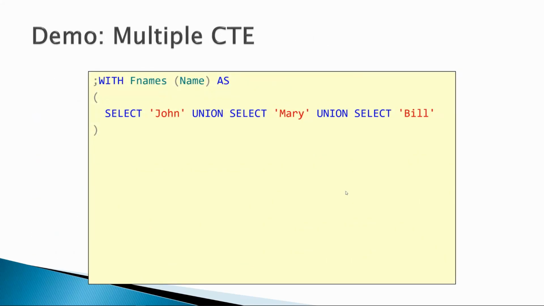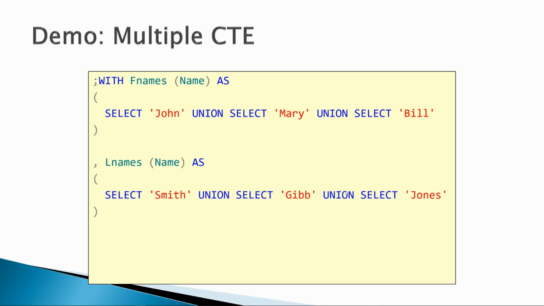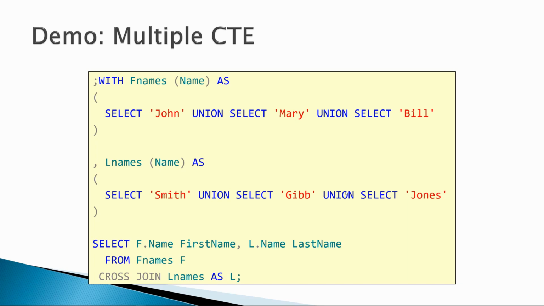All right, so here's an example of a simple CTE that just does a union to return a list that says John, Mary, and Bill. And then we have a second one that's last names that just returns Smith, Gibb, and Jones. And then we use cross join, and what it does is it combines all the first names with all the last names and makes up a list of 3 first names combined with all 3 last names, or 9 total names. John Smith, Mary Smith, Bill Smith, John Gibb, Mary Gibb, Bill Gibb, and John Jones, Mary Jones, and Bill Jones. That's useful if you need to populate a database with a whole bunch of test data, for instance, for load testing or performance testing.